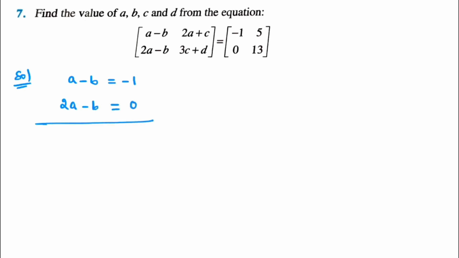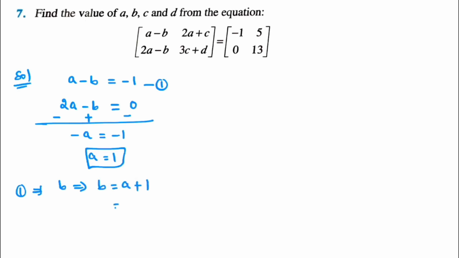Now what I'll do here, I'll subtract. When I subtract, minus plus minus will come. You know all these things. A minus 2a, that is minus a, equal to minus 1 minus 0, which is minus 1. So you got a value as 1. Very good. Now you take this as equation 1. From equation 1, b is a plus 1. In place of a you write 1. 1 plus 1 is 2. B is 2.